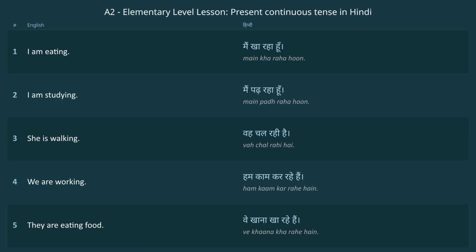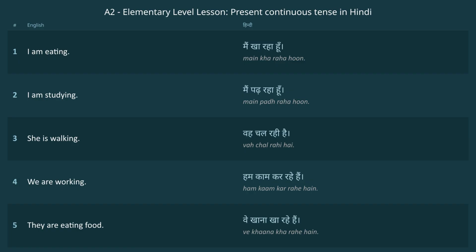Let's do we. We are working. हम काम कर रहे हैं. Nice. काम करना means to work or to do work. Here you can see a common pattern with compound verbs too. काम कर रहे हैं. Literally, work doing are. Hindi loves these combinations. Don't fight it, just vibe with it.